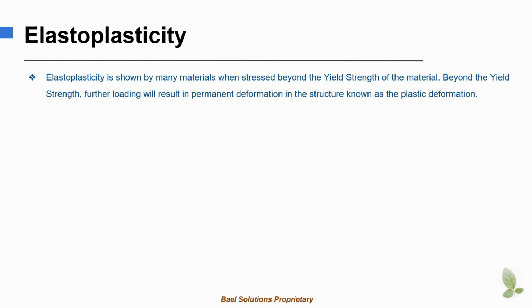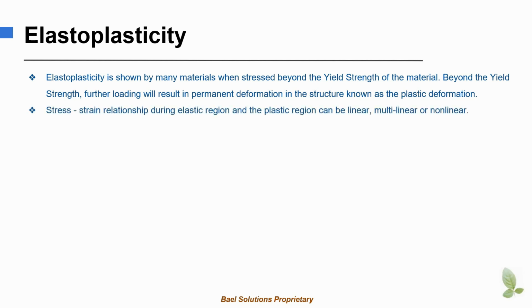Elastoplasticity is the nonlinear stress-strain relationship shown by the materials beyond the yield strength of the material. Many materials, when stressed beyond the yield strength, show elastoplasticity. Beyond the yield strength of the material, further loading results in the permanent deformation. This is known as the plastic deformation.